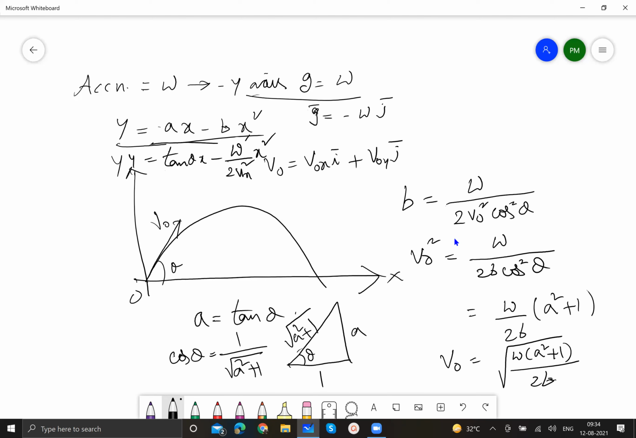Same thing I told you in the beginning. G into 1 plus a square by 2b. Same thing. Why I did this? Because definitely in spite of doing it, students won't get the idea in the exam. Maybe some intrinsic tension cropping up in their minds will prevent them from thinking further. So that should not be.